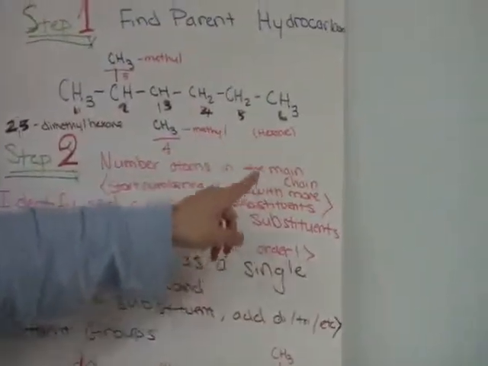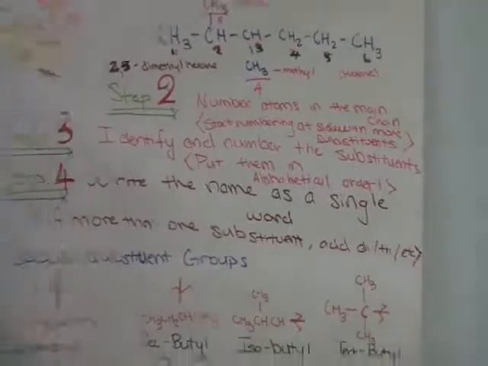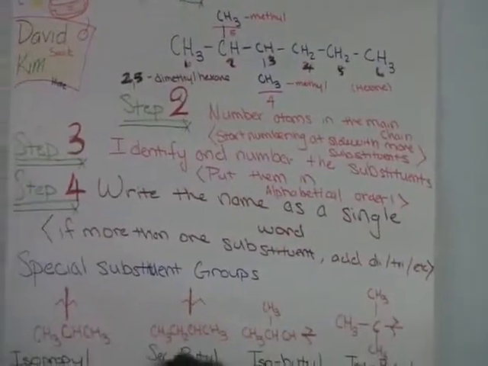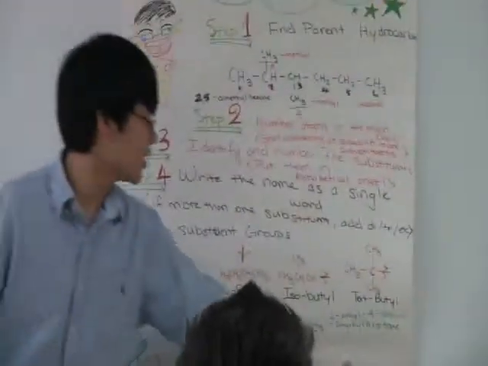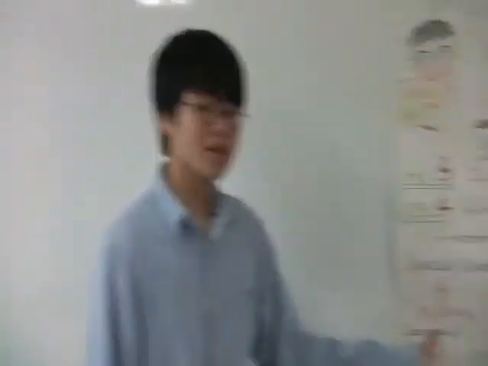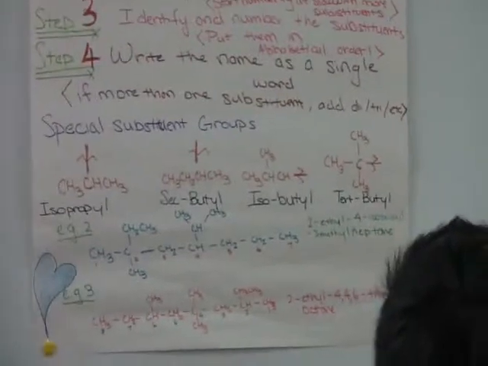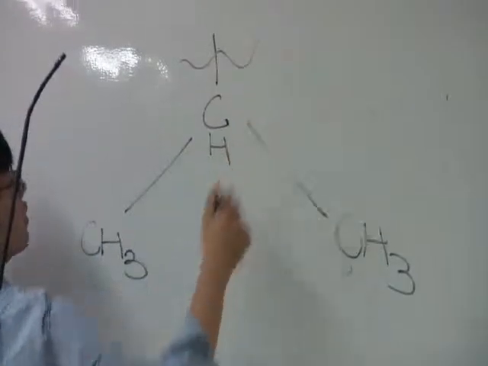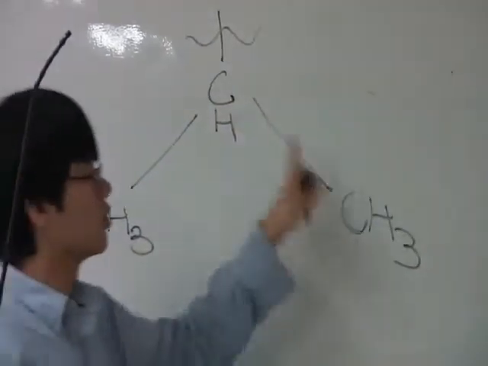You guys know the rules for hexane, pentane, and all that? You use those rules when you're naming. And let's have some special substituent groups that you guys should memorize. This one is called isopropyl. Isopropyl looks like this. This is the substituent group. So as you can see in this example, it has an isopropyl group.